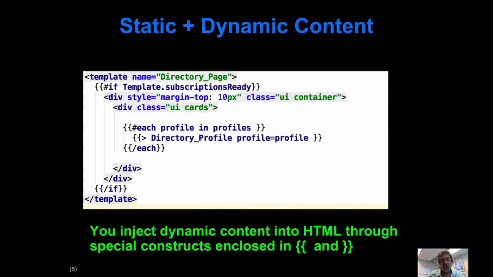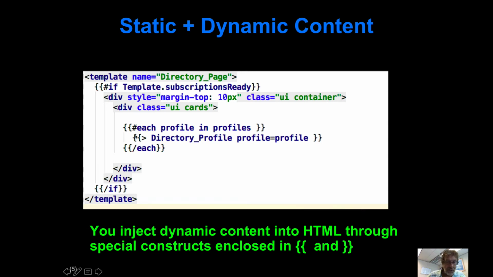Okay, so now let's try to combine some static and dynamic content, and this is actually the template that's used to generate that directory page, or at least part of it. And what you can see here is that there's some stuff in there that looks like HTML, like this div stuff up here, but then there's other stuff that's enclosed in double curly braces. And that's Blaze specific syntax that enables you to do things like have if constructs, so you can have conditionals, and then there's a #each. That's a construct that allows you to do looping.